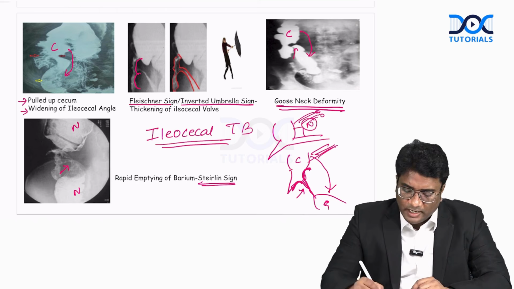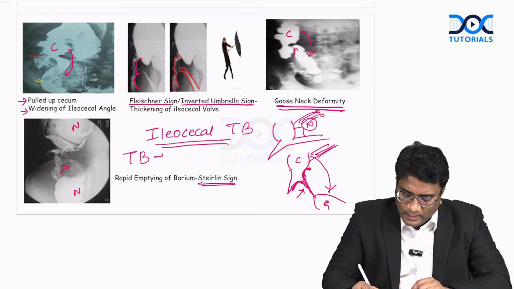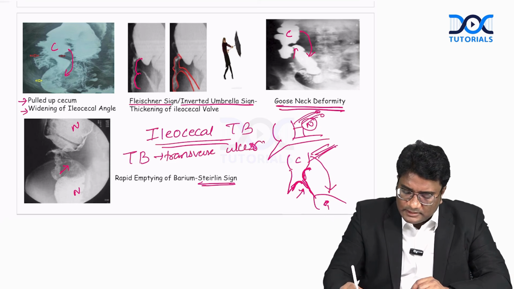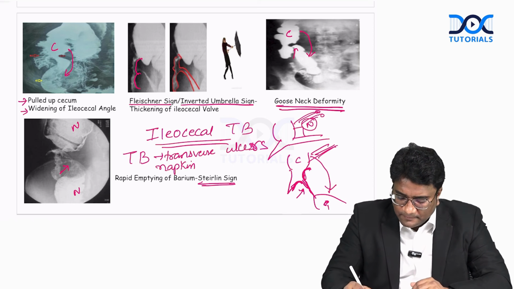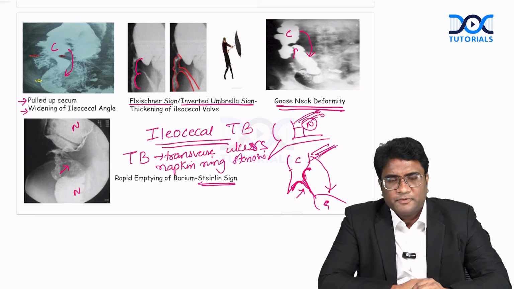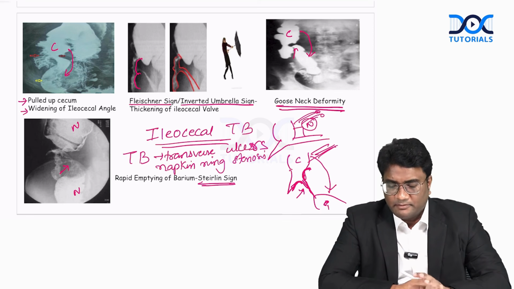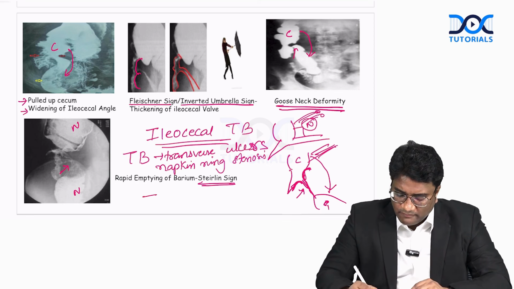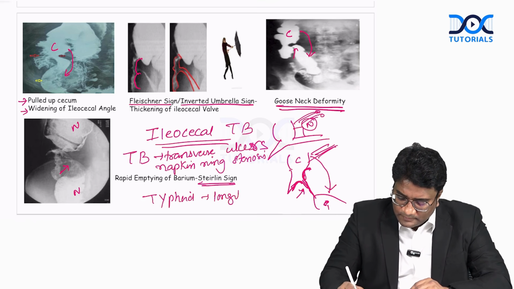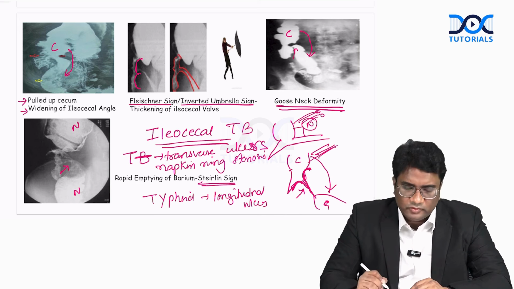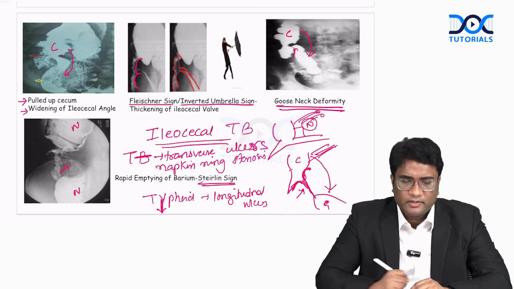And remember, in TB we have transverse ulcers. Because of these transverse ulcers and the fibrosis developing, you develop napkin ring stenosis in case of TB. So, remember there are transverse ulcers that develop in TB, and typhoid would have longitudinal ulcers. Typhoid shows you longitudinal ulcers in the bowel, whereas TB shows you transverse ulcers.